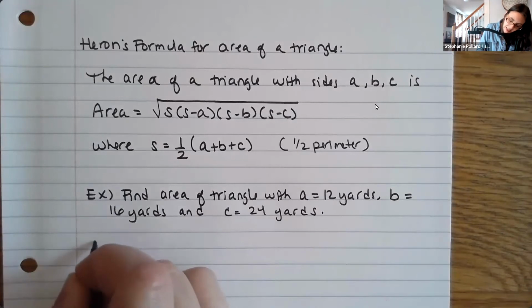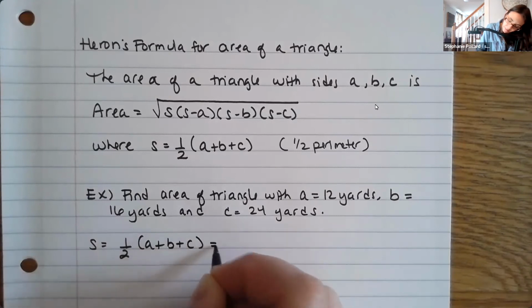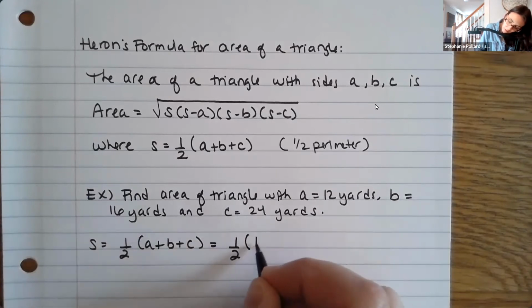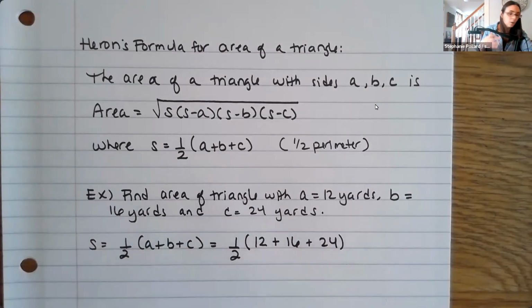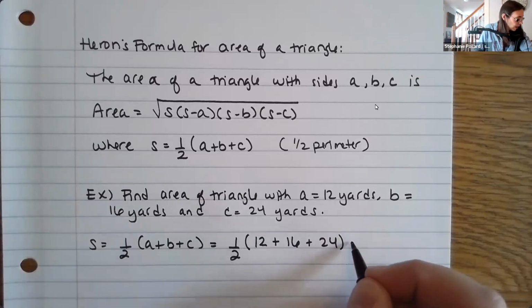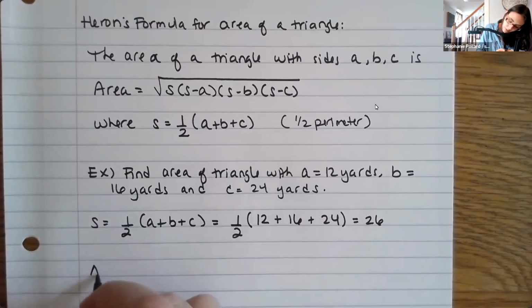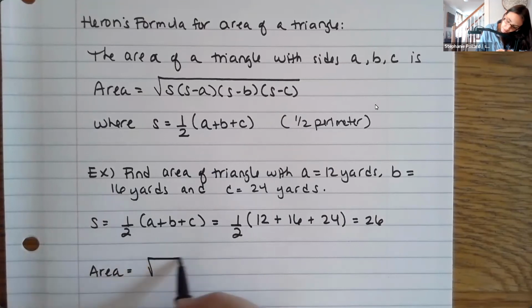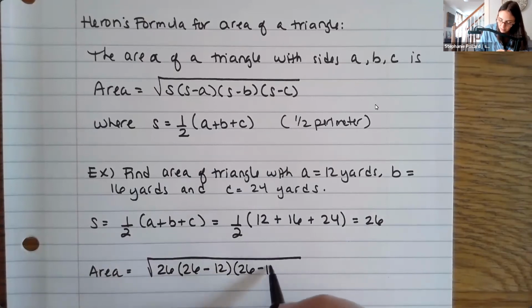So the first thing I would like to find is S. That's used so frequently, I don't want to have to rewrite this expanded formula all the time. So it's 1/2. A is 12, B is 16, and C is 24. And you would go ahead and add those all up, and then you would take half of it. And in this case, you actually get a perfect 26, which is nice. And of course, you're just using your calculator there. So then my formula S is 26. So it'd be 26 multiplied by 26 minus whatever A is, which is 12. And then 26 minus whatever B is, which is 16. And then 26 minus whatever C is, which is 24.